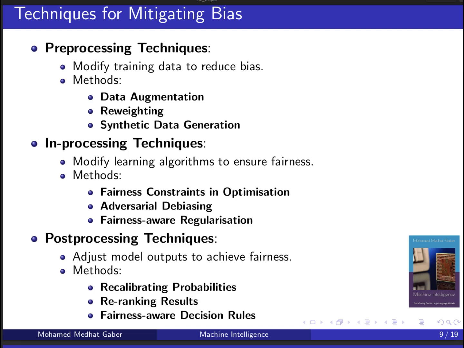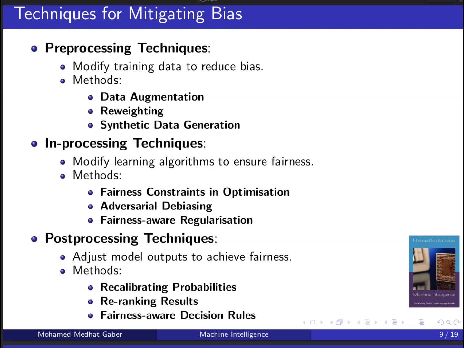Each of these techniques has strengths and limitations. Pre-processing methods are model-agnostic and address bias at its source but may result in loss of information. In-processing techniques can achieve a better balance between fairness and accuracy but require access to and modification of the training algorithm, which isn't always possible. Post-processing methods are easier to implement but might not fully address inherent biases within the model.